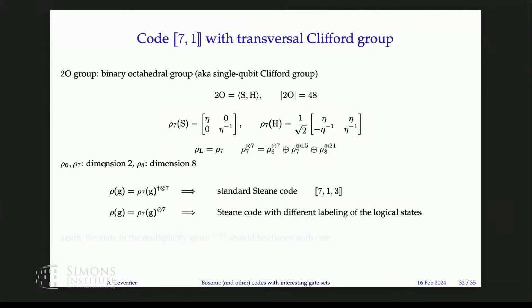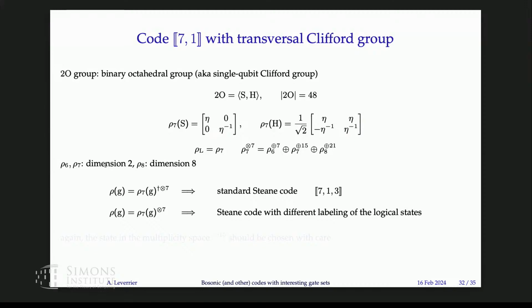Okay, so this was for 5 qubits and the binary tetrahedral group. What you can do now is recover the Steane code. So you want a code with 7 physical qubits, and you want the transversal Clifford group, again the group 2O as before, and you can do that. You have several 2-dimensional representations of this group. You have 2, basically. Or you have 3, but you have 2 which are interesting.